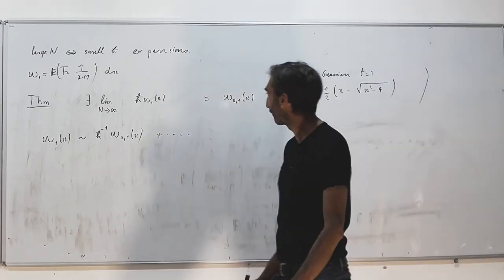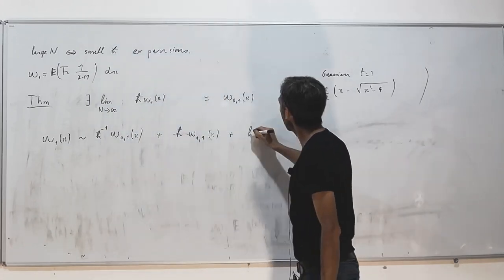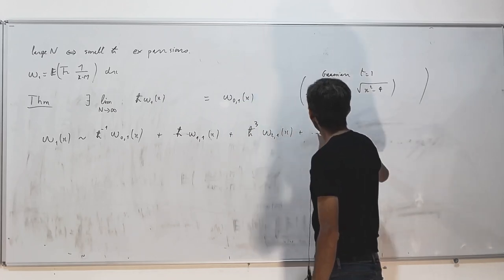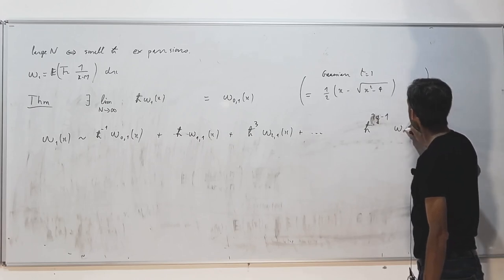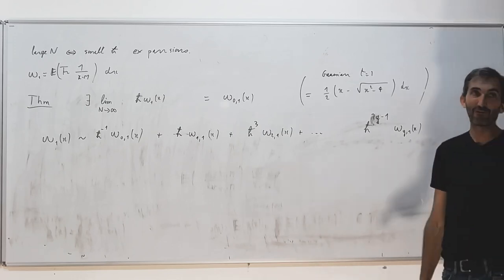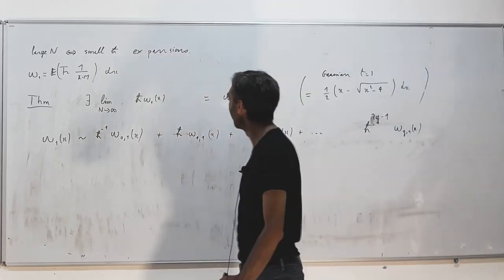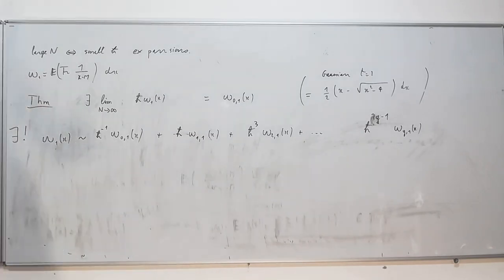So basically the next power would be h bar, and let's call the next term omega 1 1 of x, plus the next term h bar cubed omega 2 1 of x, plus and so on, h bar to the 2g minus 1 omega g 1 of x. I forgot the dx here, by the way, because I said it's a one form. So is this true? Well, in the Gaussian case, yes. In general, this is not so obvious. And more generally, does such an expansion exist? And the answer is sometimes yes, sometimes no.